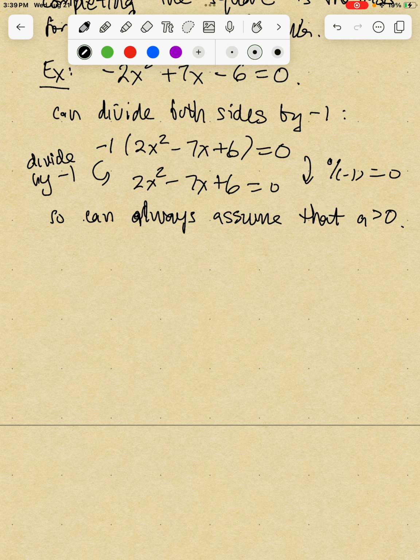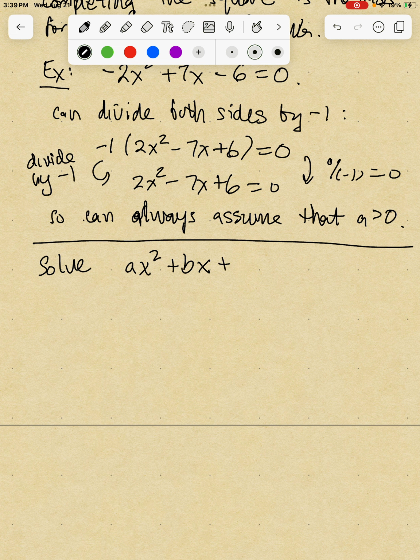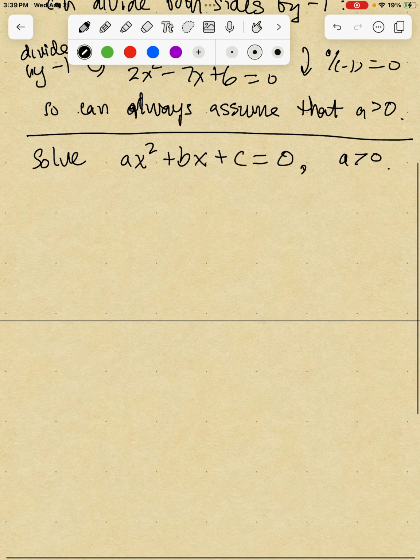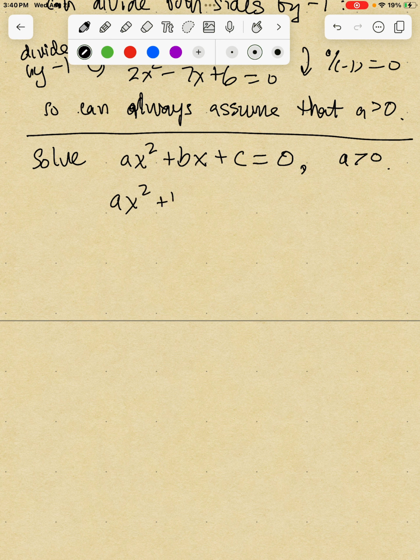Well, let's figure out a general formula for this. So let's try to solve the equation ax squared plus bx plus c equals 0, where a is a positive number. And it's going to be based on completing the square. First, we want to get something in a format where we can complete the square. So we'll subtract c on both sides.